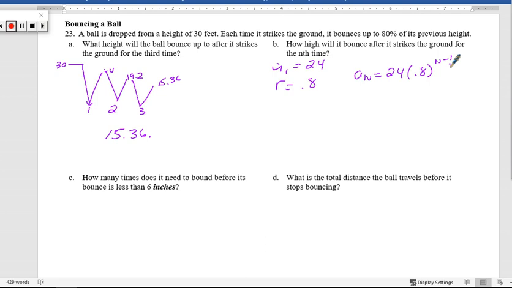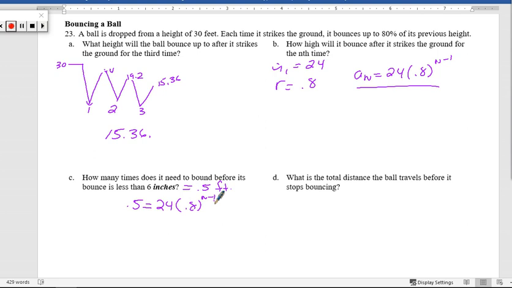And how many times does it need to bounce before it bounces less than 6 inches? Our original formula is in terms of feet, so 6 inches is equivalent to 0.5 feet. I'm going to use this formula over here. I want to know when we are going to get to 0.5. So 0.5 is equal to 24 times 0.8 to the n minus 1.